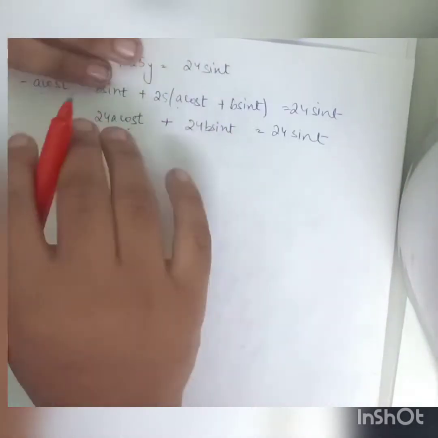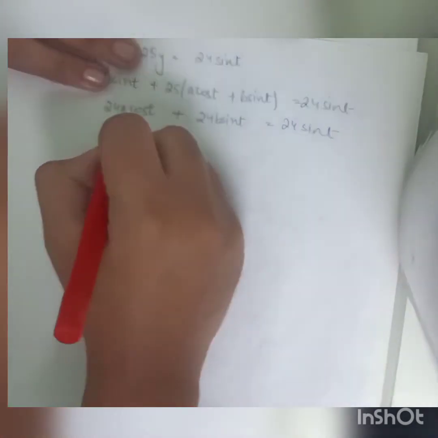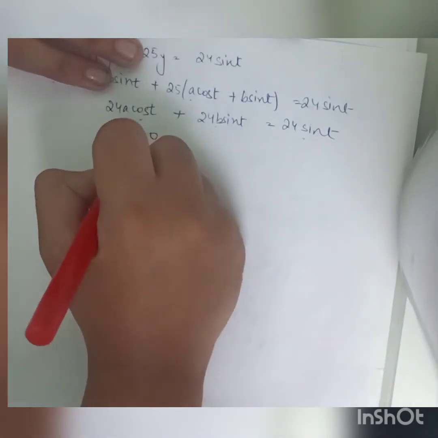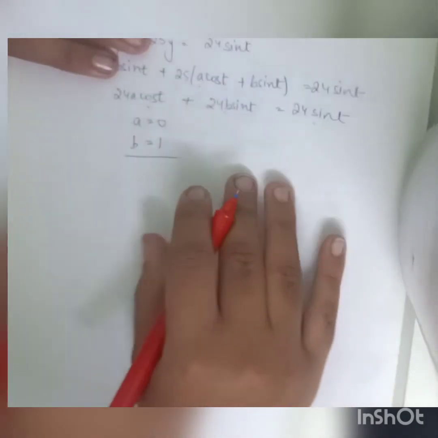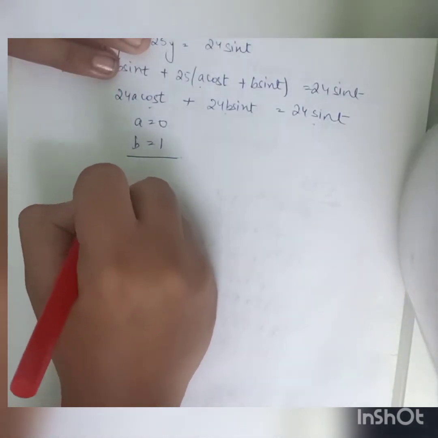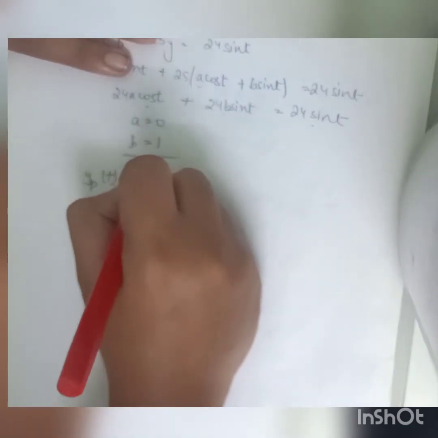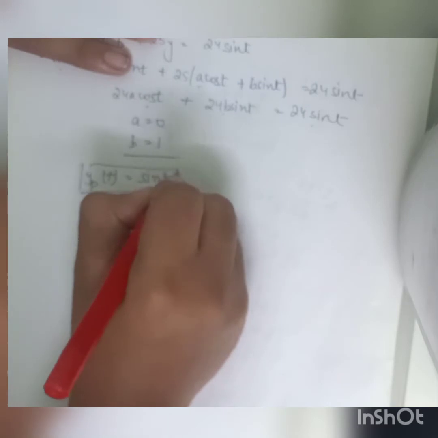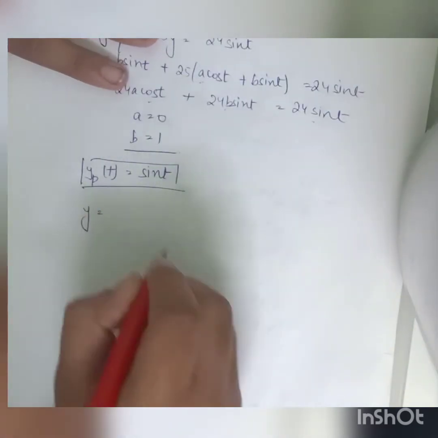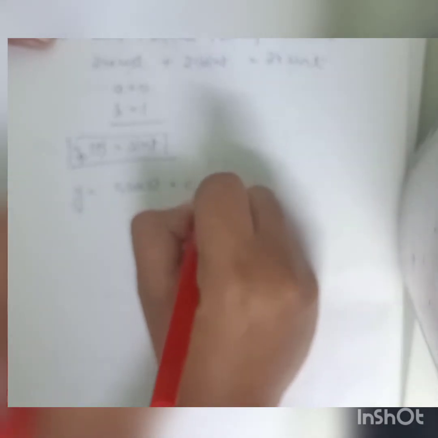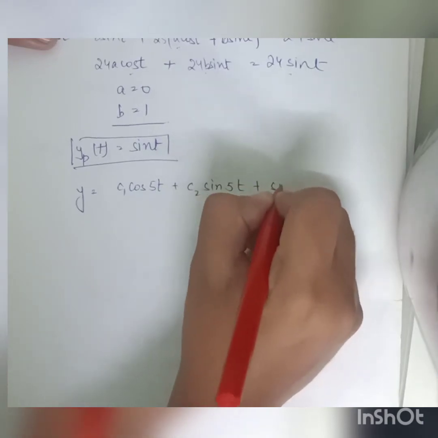If we equate both the sides, cos t is not there on the right, so a is equal to 0. 24b sin t is equal to 24 sin t, which implies b is equal to 1. So we can write yp(t), which is a cos t plus b sin t, as only sin t. So for now we got y is equal to yh plus yp, that is, c1 cos 5t plus c2 sin 5t plus sin t.